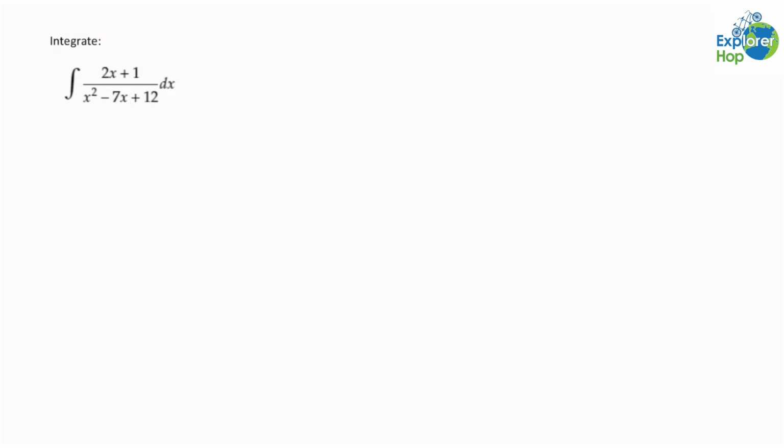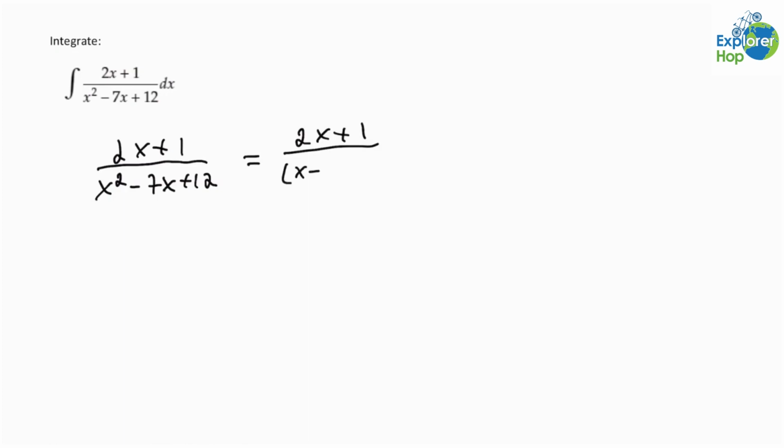And before we do that, to make our function easier to work with, let's first factor the denominator. So we get that 2x plus 1 over x squared minus 7x plus 12 is equal to 2x plus 1 over x minus 3 times x minus 4.